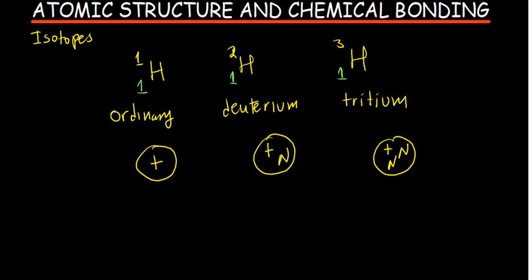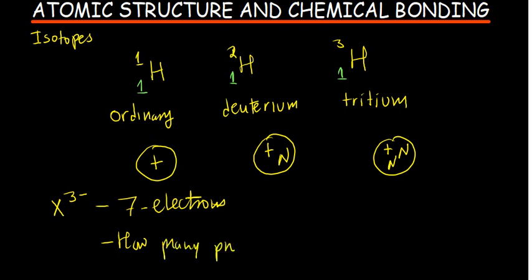So let's say they've given us a substance. They have said this substance is X3 minus, and they've told us it has, let's say, 7 electrons. The question is, how many protons does it have? So look at it. It is X3 minus, but it has 7 electrons. How many protons is it going to have?